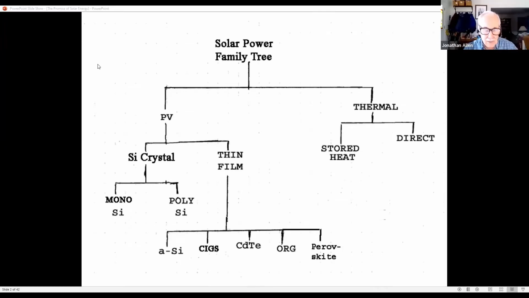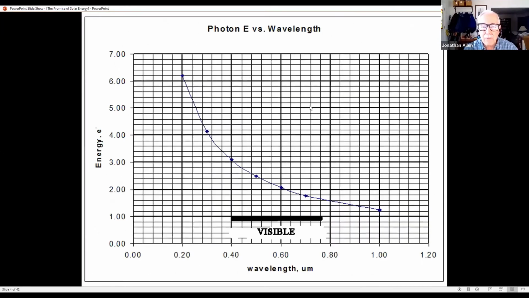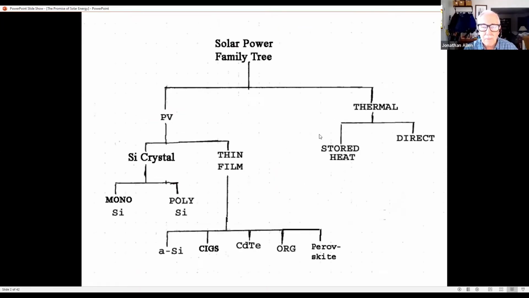All right. It's a wide family of systems. On the right side, we have solar thermal, which is... I'm sorry, we just had to get things set up here.